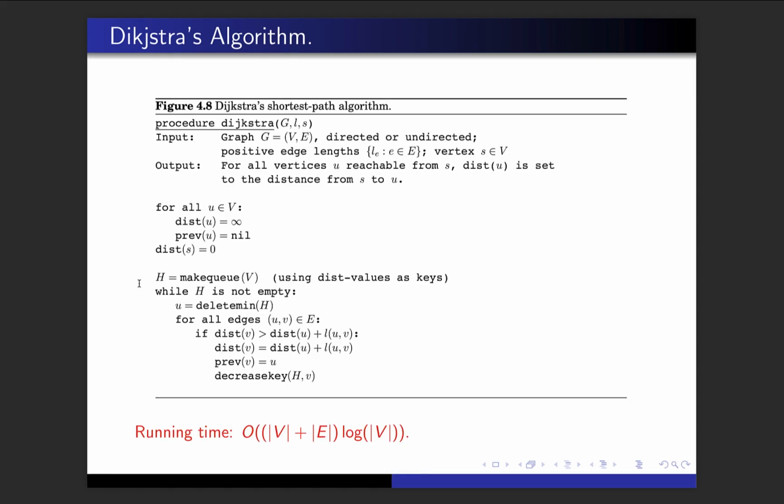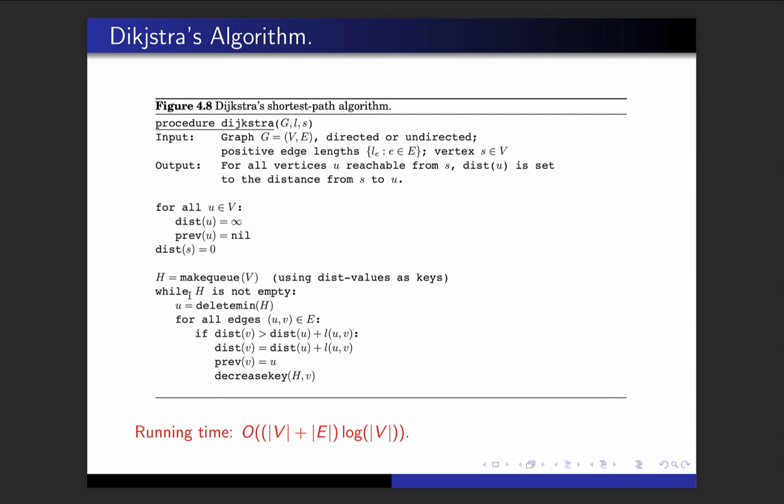Now we are ready to conclude that the running time of Dijkstra is of order size of the graph, number of vertices plus number of edges, times log number of vertices. How can you see this from the pseudocode we wrote before? Well, we need to create our queue. This is going to be linear in time. We have key values equal to 0 for s and infinity for all other vertices. So there is really nothing to do here.